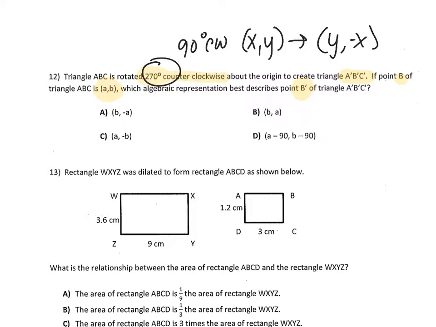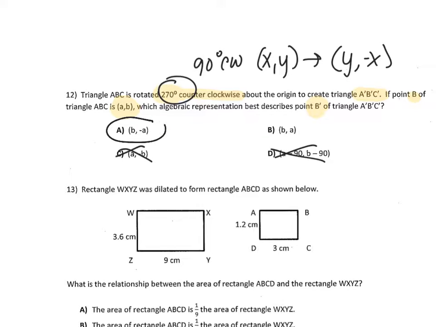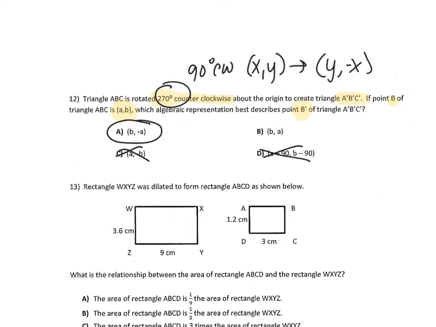Since we know that they flip, we should have B first, so we could go ahead and eliminate C and D, because we know we need to have B first since they flipped. So then between A and B, it's got to be A. The sign in front of that second number changes.